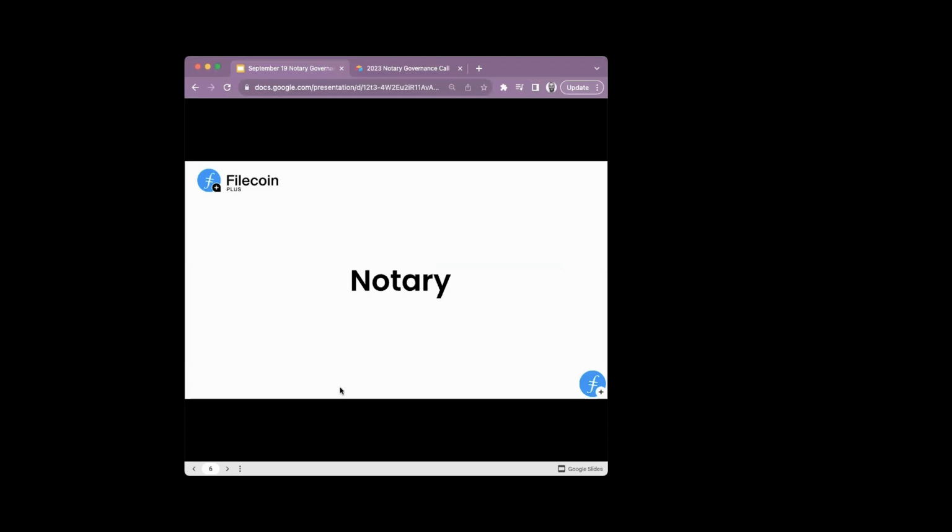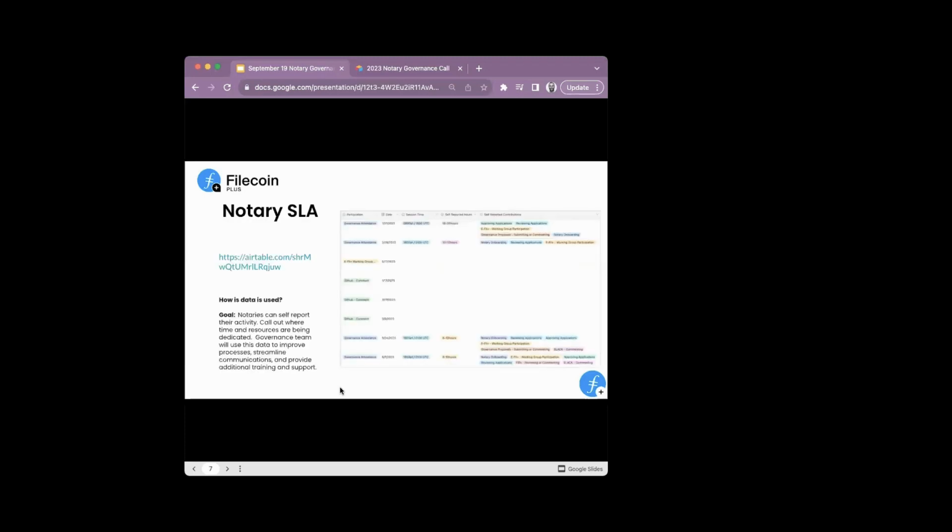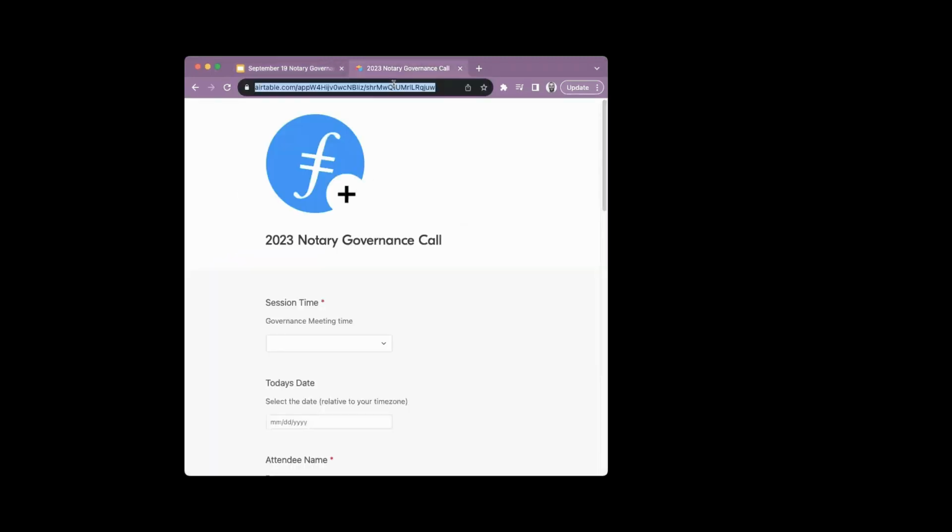So with that, notaries, big hello. Let's take a look. Here is the SLA. I'm going to drop this here in chat for everybody. And again, thank you for signing in. I say it always, and I'll just say it again here. It's really helpful to get your input as far as where your time is going, and to measure participation for who's in the program and who's contributing.